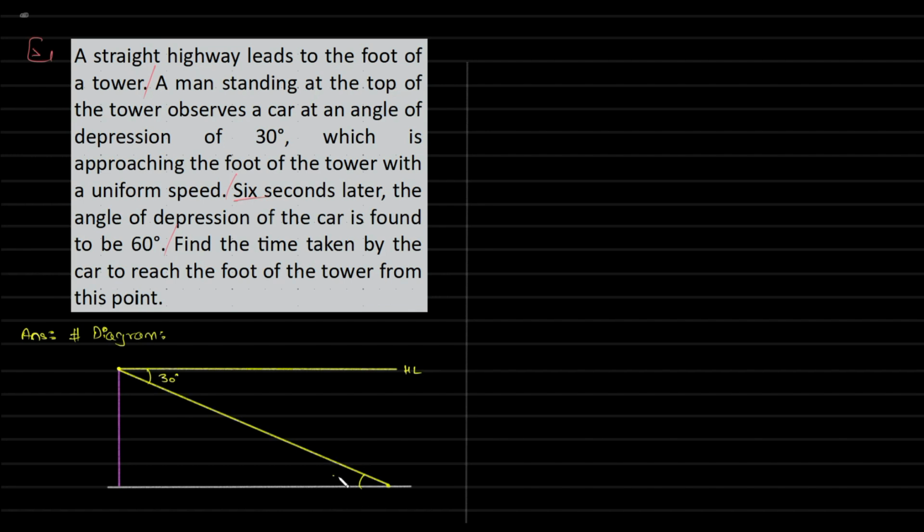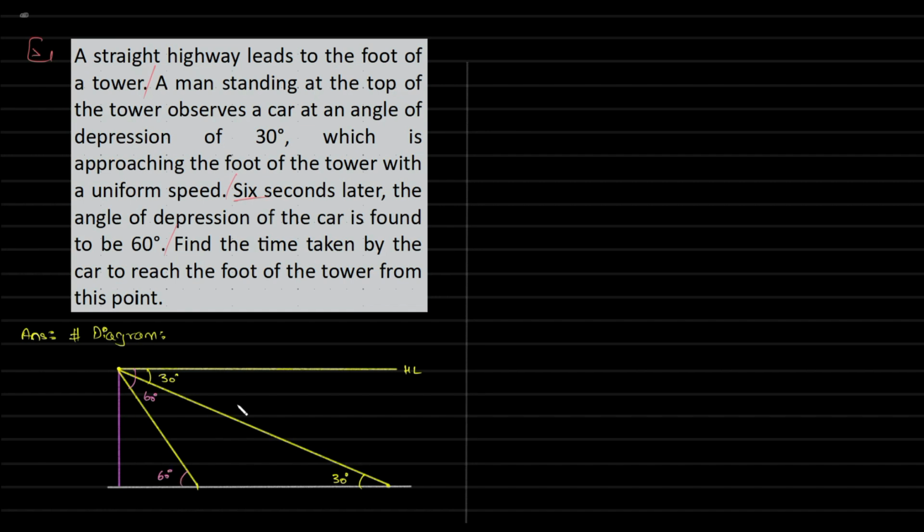And so this is also 30 degrees, which is approaching the foot of the tower with a uniform speed. 6 seconds later, the angle of depression of the car is found to be 60. Obviously, it is coming near, so it has to be something like this. Does it not make sense? So this happens to be 60 degrees. And so this angle will be 60 degrees.